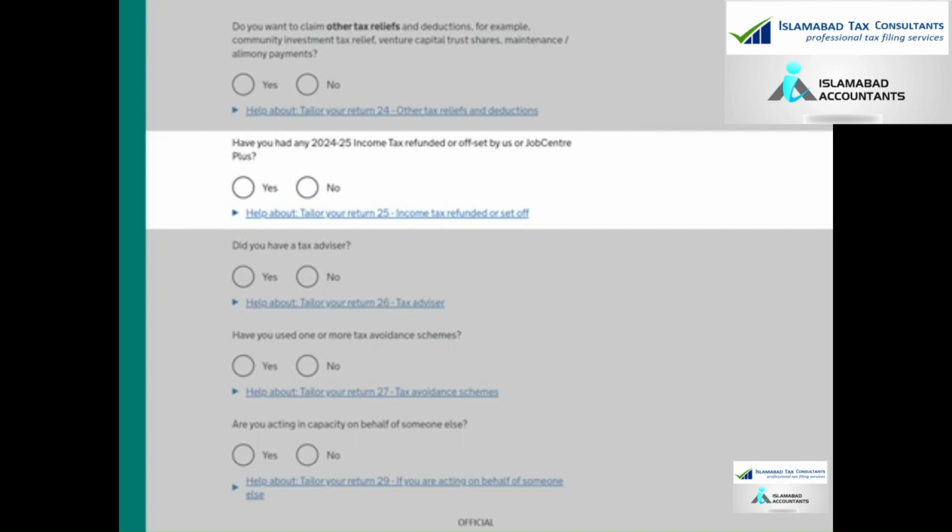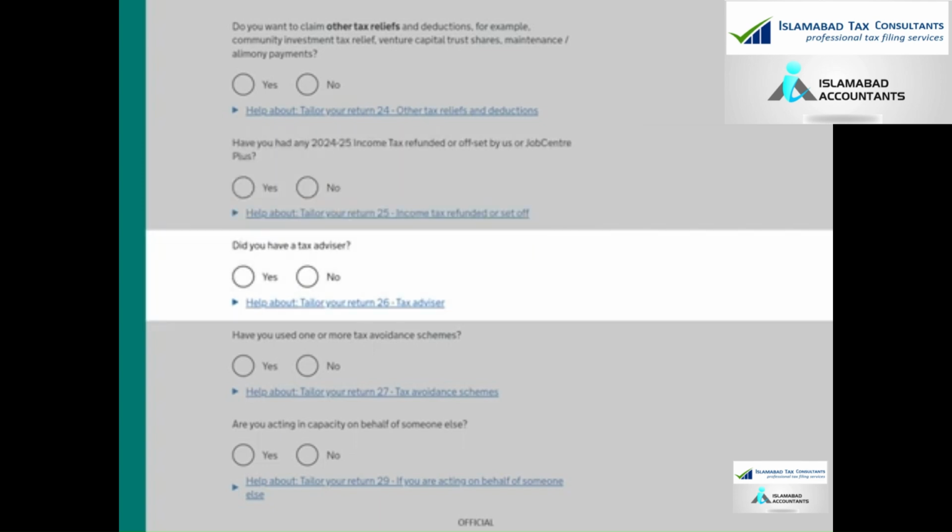This question is not about refunds you've received during the tax year that were for an earlier year, or tax refunds through an employer. It's about 2024 to 2025 tax you've paid with HMRC or Job Centre Plus has already refunded during the year. We then ask if you had a tax advisor. This could be an accountant, a friend, or relation. Please note that if you ask someone else to fill in your tax return for you, you are still responsible for the entries on the return.